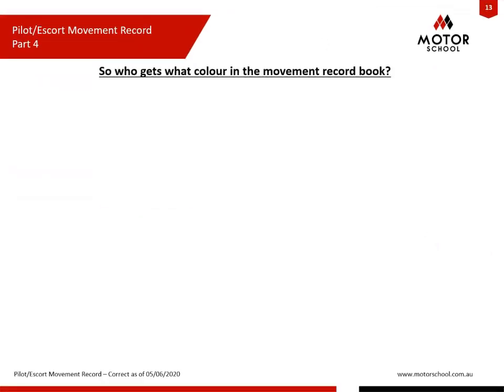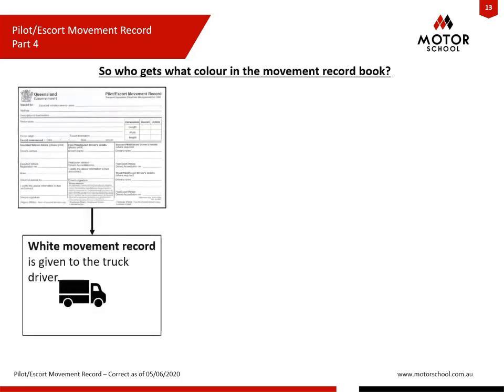Next, we're going to have a look at the distribution of the documents that are inside your movement record book. As you may have noticed, the documents are coloured and each one is significant to a part of the load and your record maintenance. The first one is the white copy. This is given to the truck driver once it's completed, and this then becomes the permit to move.